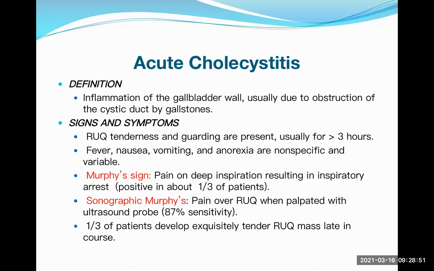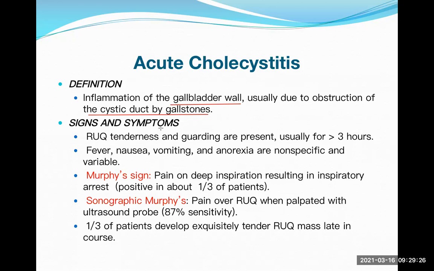Now, with this, let's move on to another part of the same spectrum of diseases, that is acute cholecystitis. Now, what is the meaning? See here, inflammation of the gallbladder wall, usually due to obstruction of the cystic duct by gallstone, is known as acute cholecystitis. So this is acute inflammation of the gallbladder wall. You can also say that. And the common cause for this is a cystic duct obstruction by the gallstone.